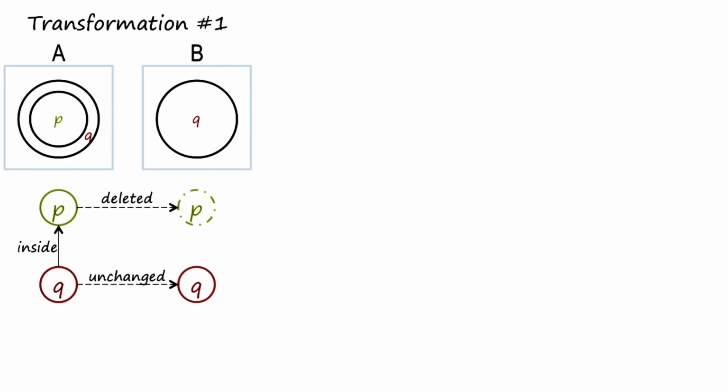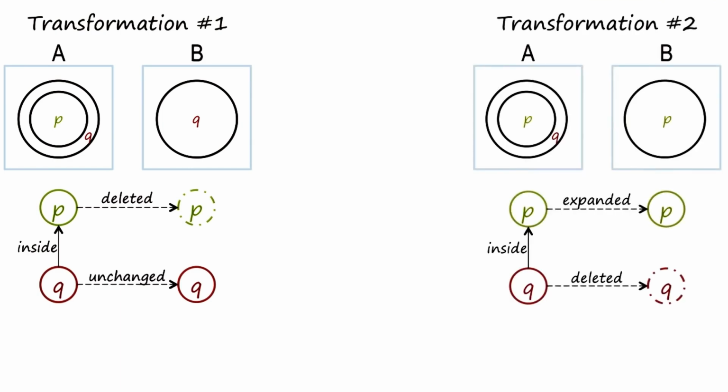So let us look at the semantic network representation of the relationship between A and B. In one view of the transformation from A to B, we can think of Q, the outer circle, as remaining unchanged, and P, the inner circle, as getting deleted. Let's look at another view of the transformation from A to B. In this view, we can think of P as getting expanded, and Q, the outer circle, as getting deleted. Both of these views are valid views.